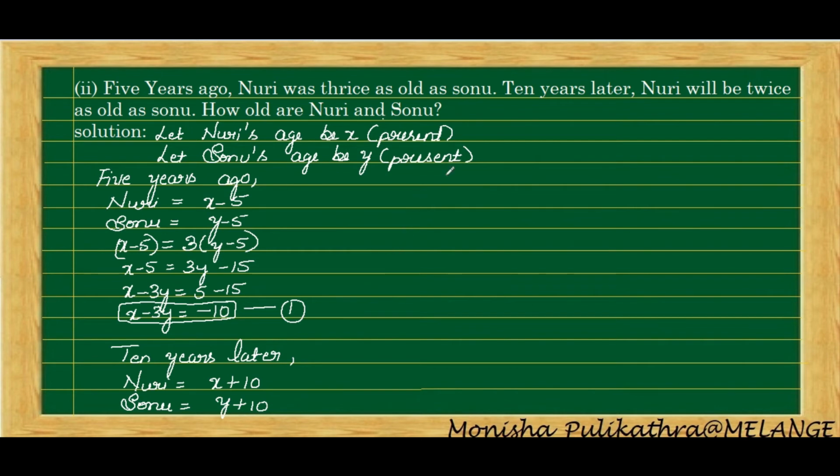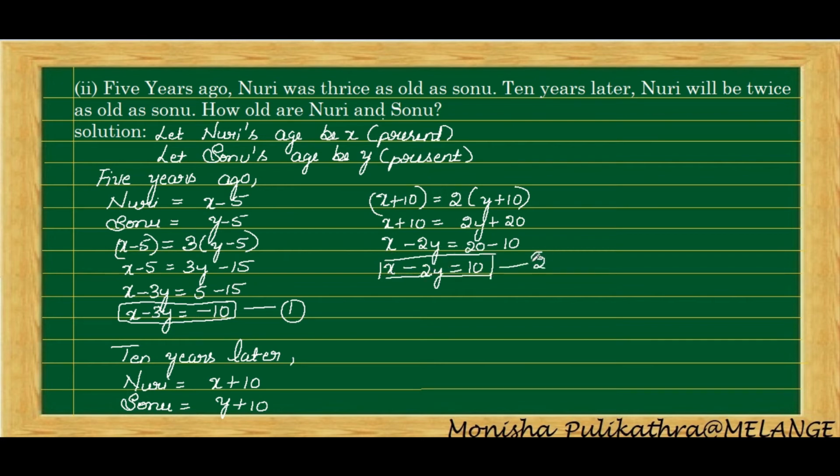So in the question they have given 10 years later, Noori's age will be twice as old as Sonu. So 2 times as old as Sonu. Again we need to simplify this equation. 2 into Y, 2Y plus 2 into 10, 20. So X, I will be shifting 2Y to the left hand side, minus 2Y is equal to 20, 10 to the right hand side, minus 10. So X minus 2Y is equal to 10. So this is the second equation.